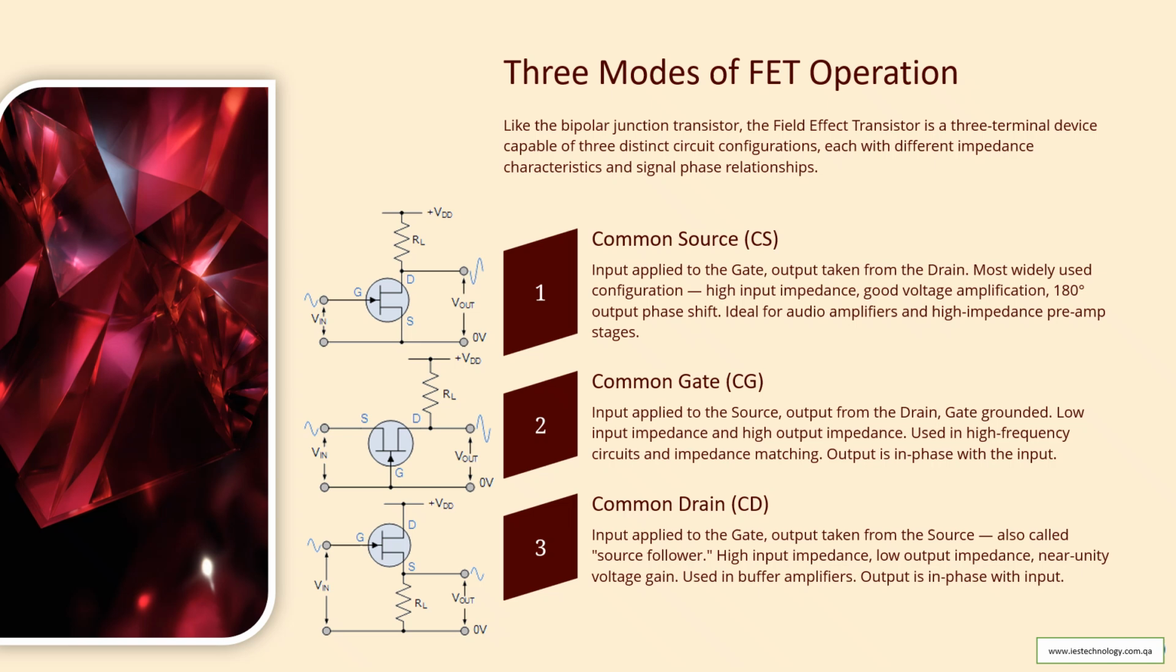Common gate, CG. Input applied to the source, output from the drain, gate grounded. Low input impedance and high output impedance. Used in high-frequency circuits and impedance matching. Output is in phase with the input. Common drain, CD. Input applied to the gate, output taken from the source, also called source follower. High input impedance, low output impedance, near unity voltage gain. Used in buffer amplifiers. Output is in phase with input.